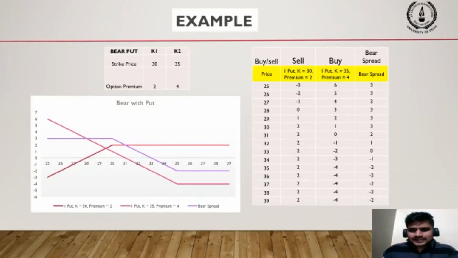So this is a decent strategy in terms of the investor not being sure about the prices. He expects it to go downwards, but still he's unsure. So this is a better strategy as compared to bear call in my opinion.